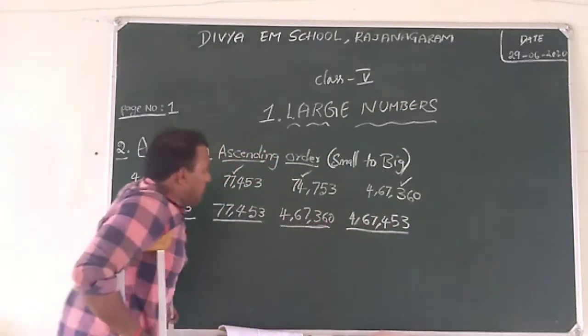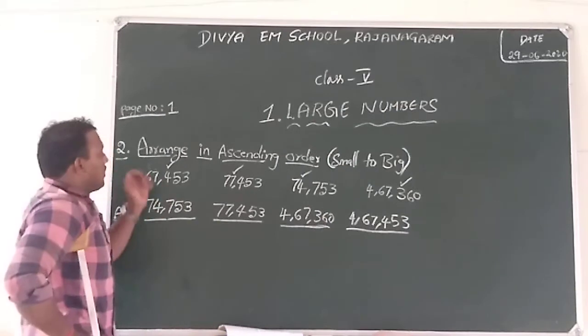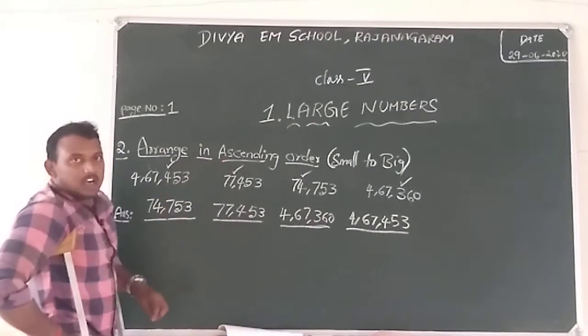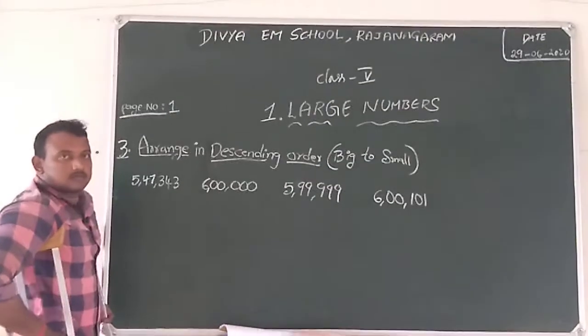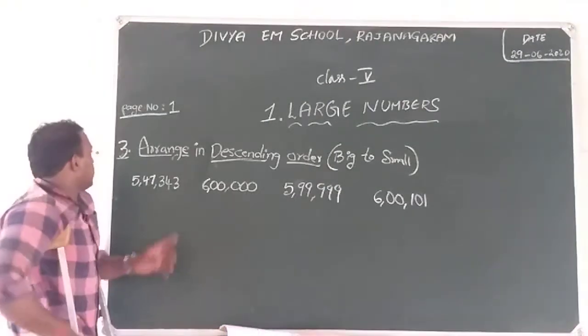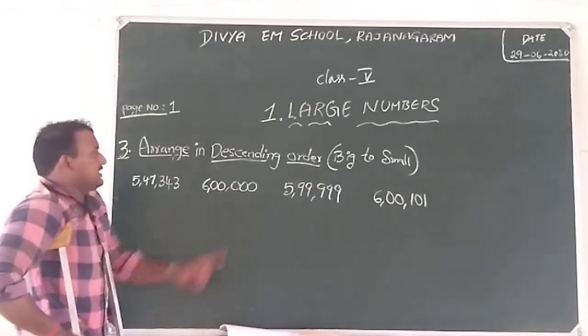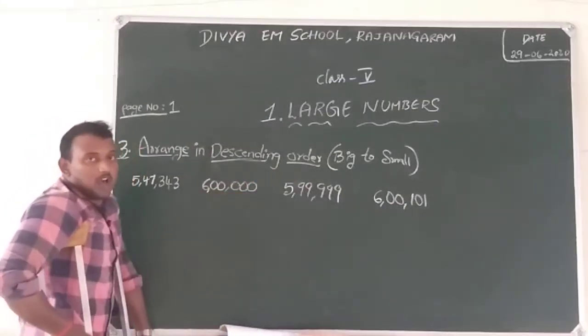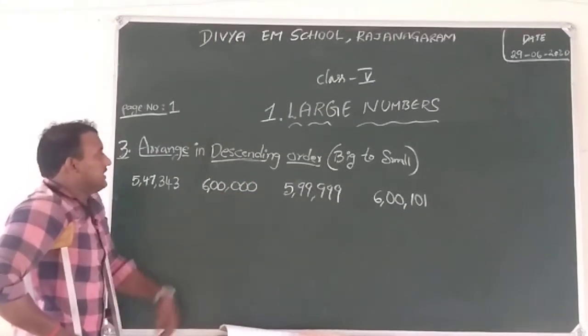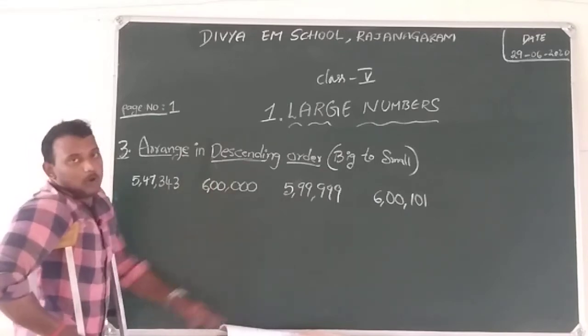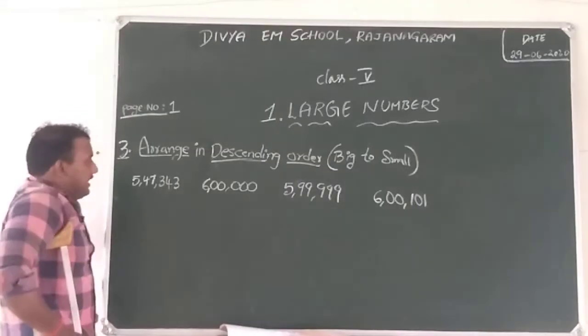So like this, we can compare all the numbers and we can write the ascending order of numbers. Okay? So let's go to the third question. That is, arrange in descending order. So descending order means big to small. That is, we need to write the biggest number to smallest number. So we are given here 4 numbers.